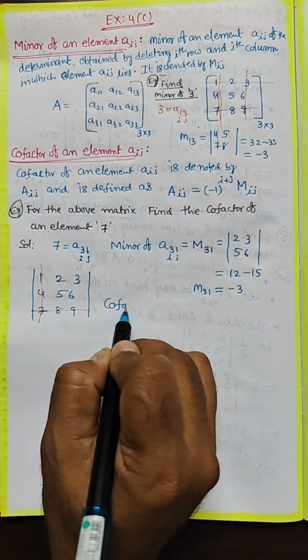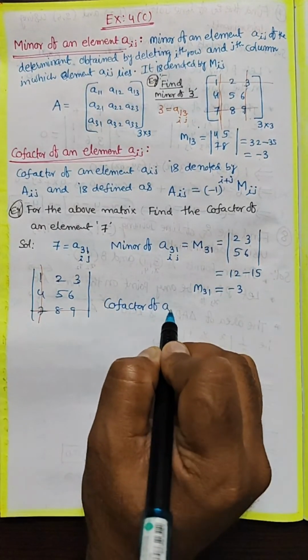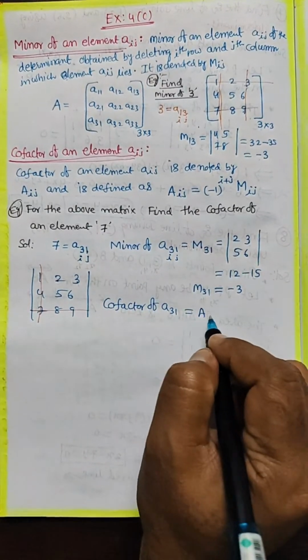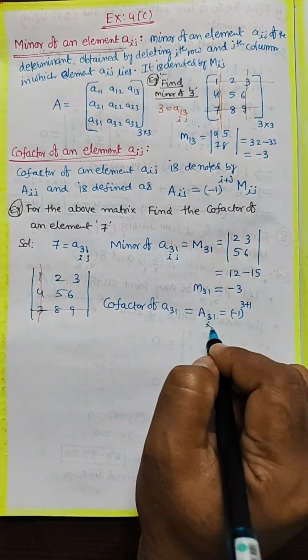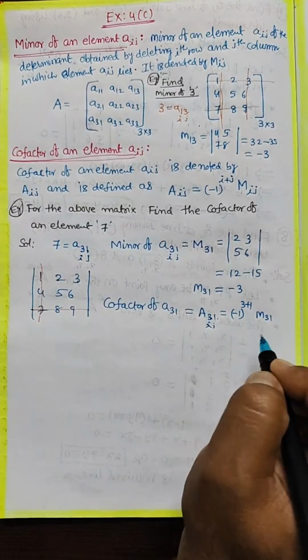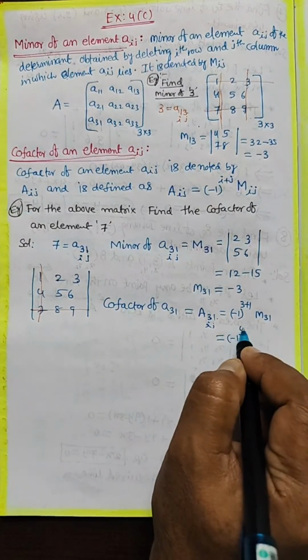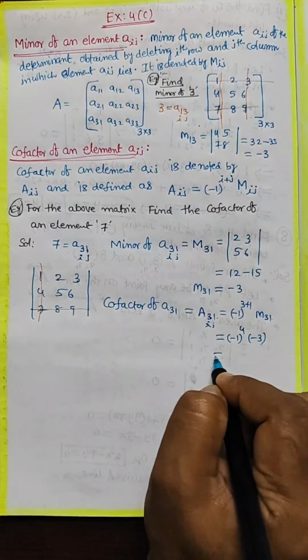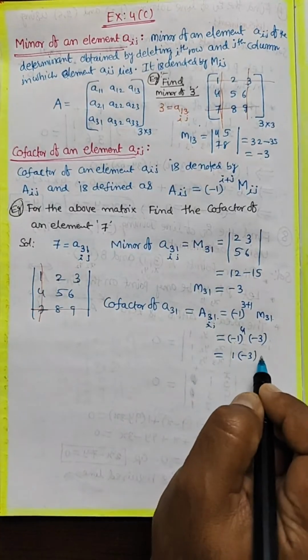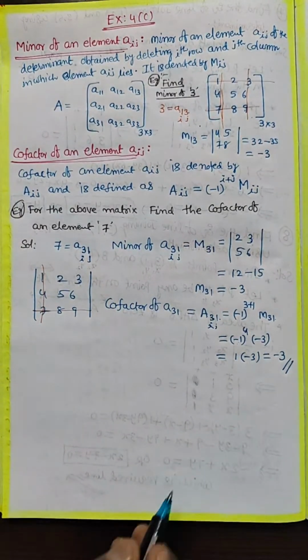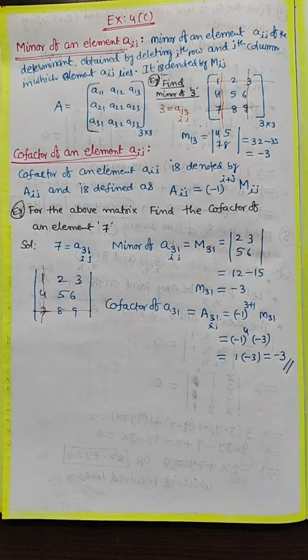Therefore the cofactor, what is the definition of cofactor? Cofactor of A31 is equal to capital A31, equal to minus 1 whole power 3 plus 1 multiplied by M31. So minus 1 whole power 4, with M31 value minus 3. Since the power is even, plus will come: 1 into minus 3, which is equal to minus 3. I hope you understand this example, dear students. This is about the cofactor of an element. Now we will enter into exercise 4C. We already kept that.